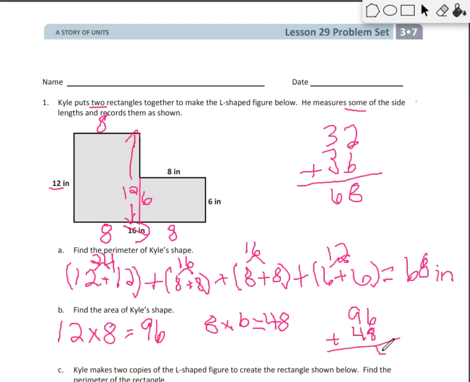All right, 8 and 6 is 14. 4 and 9 is 13, and then one more is 14. So my total is 144 square inches. I'm going to erase and we're going to move on to part C.